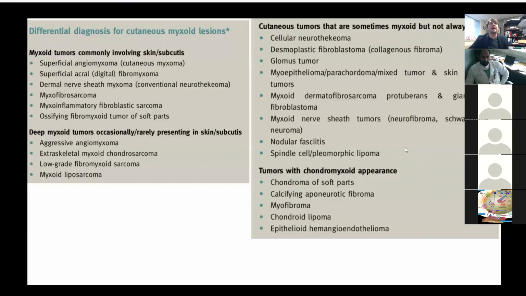All right, and then we have tables in the paper breaking it down, that a lot of things are myxoid tumors that typically involve the skin. But then there are sometimes deep myxoid tumors that can superficially involve the skin, but they're usually deep, but sometimes they happen in the skin. And then there are other things that are only sometimes myxoid, but it's good to know about those. And also things that have a chondromyxoid appearance are good to keep in mind, because chondroid and myxoid both look blue and kind of homogenized, they can really overlap. And sometimes it's hard to sort out things that are chondroid versus myxoid.